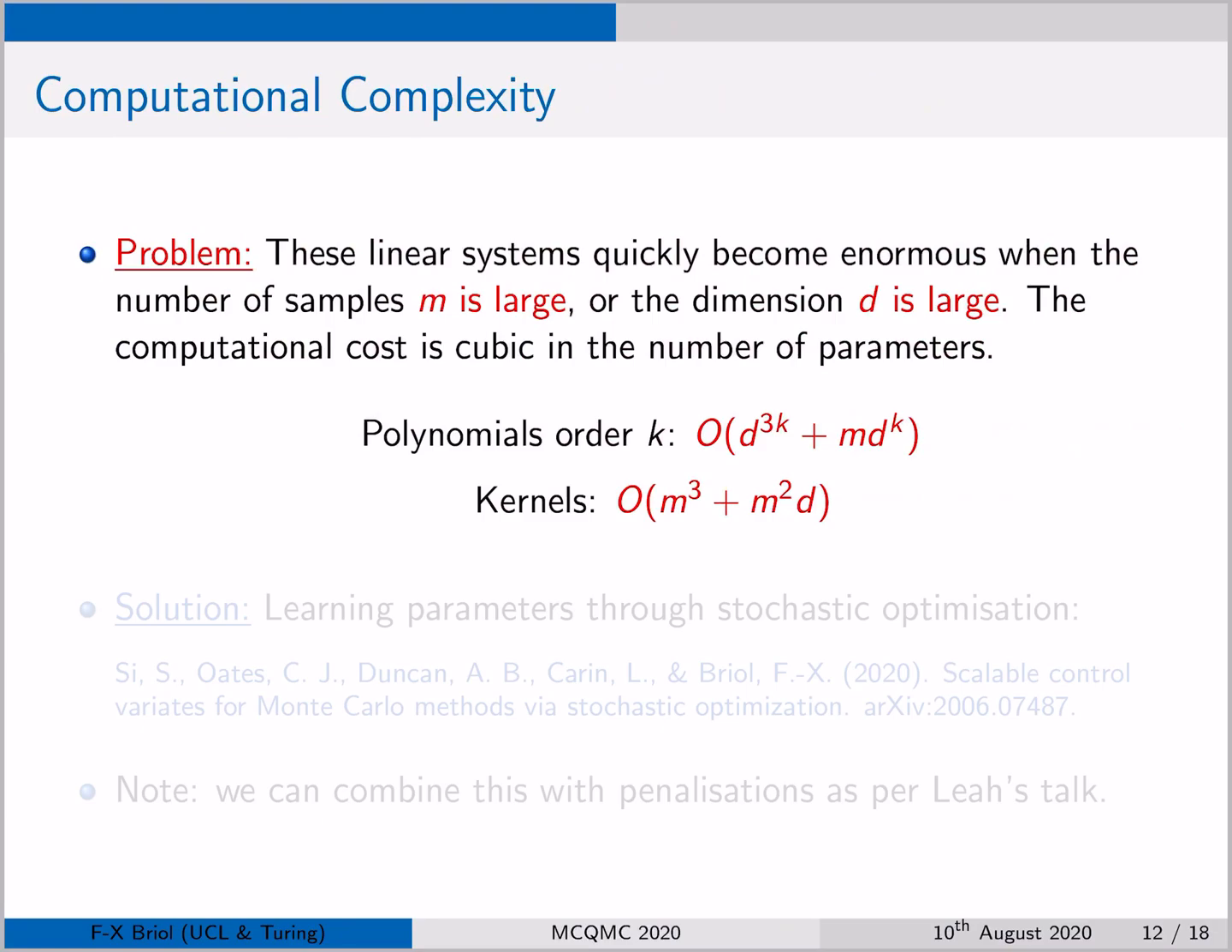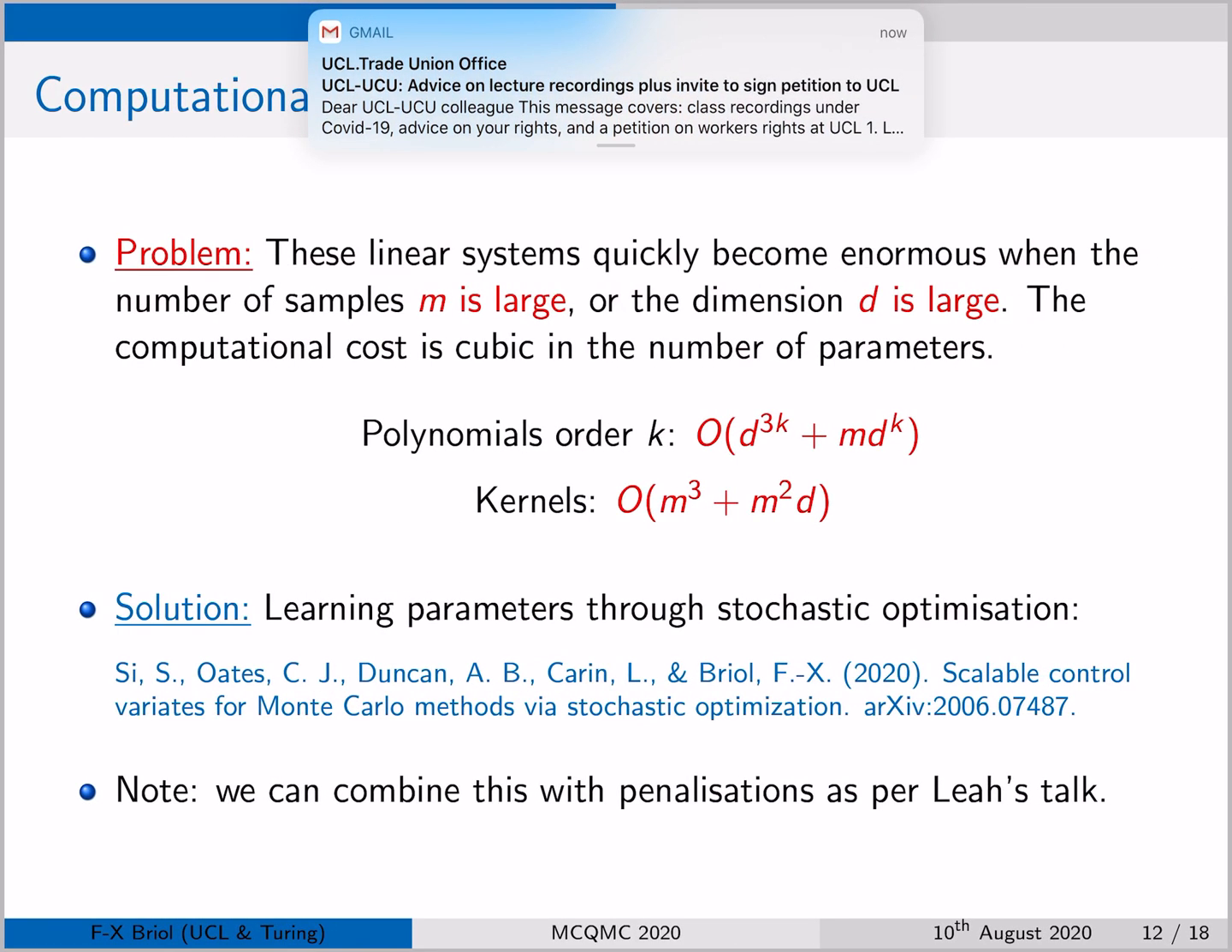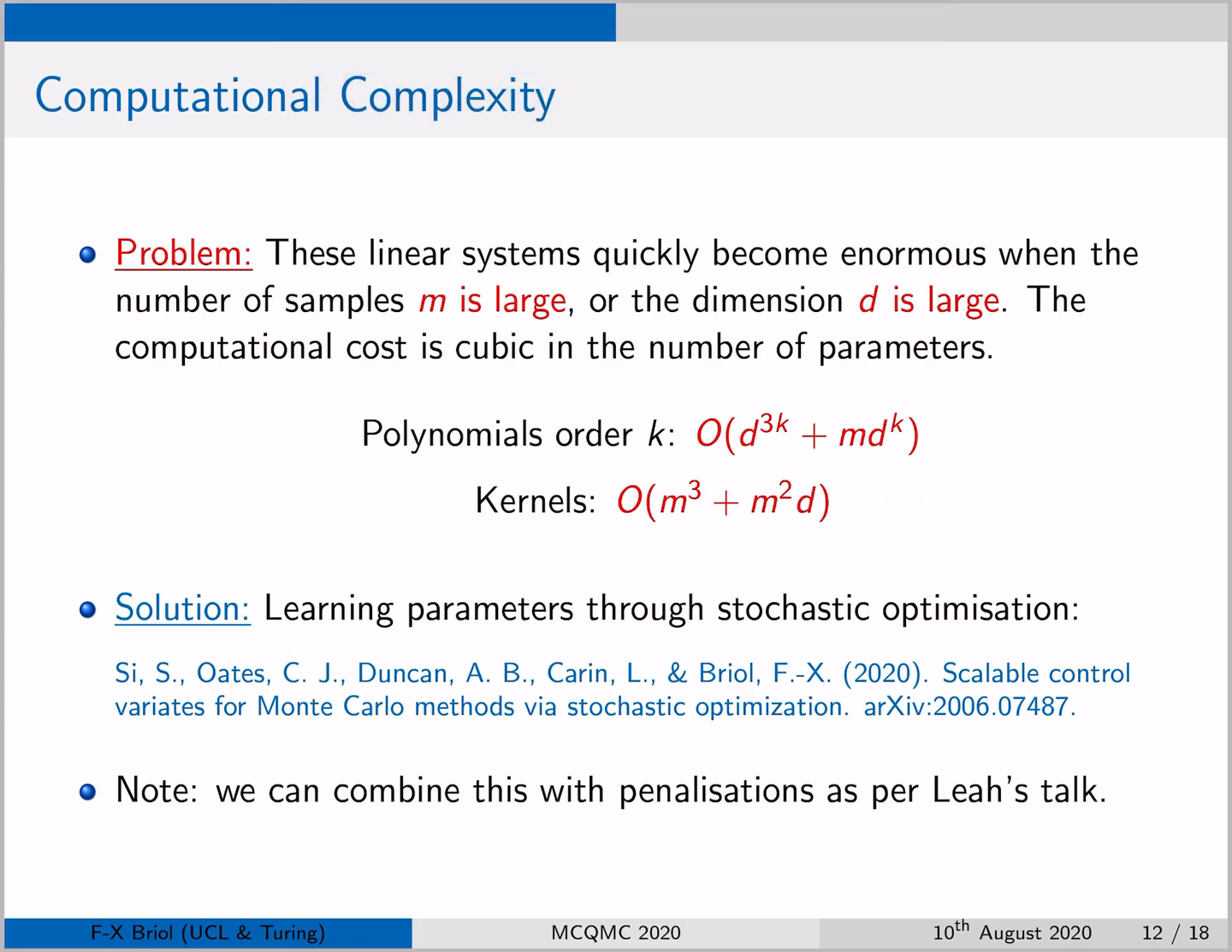So what I and a couple of collaborators proposed in the following paper is a way of making these methods a lot more scalable using stochastic optimization. Obviously, I should mention there's another talk on control variates in this symposium by Leah, and there she will give another way of making control variates more scalable, which is compatible with what we'll be discussing in this talk.